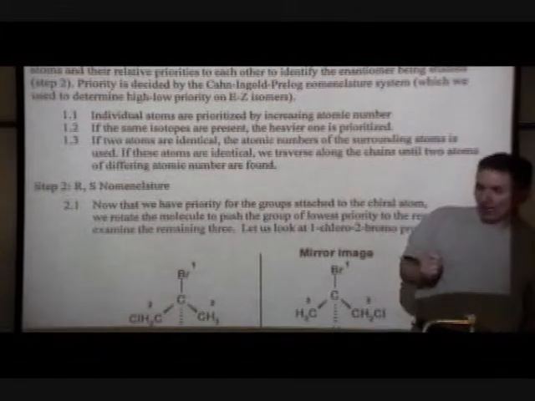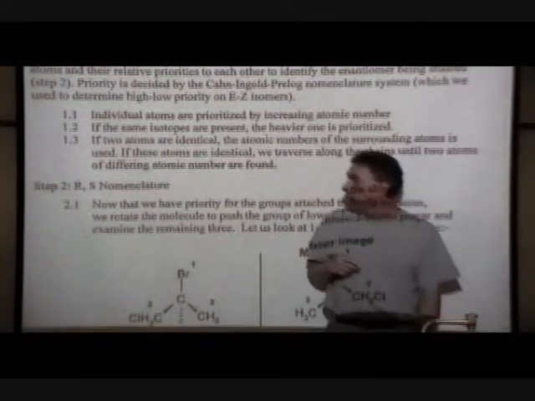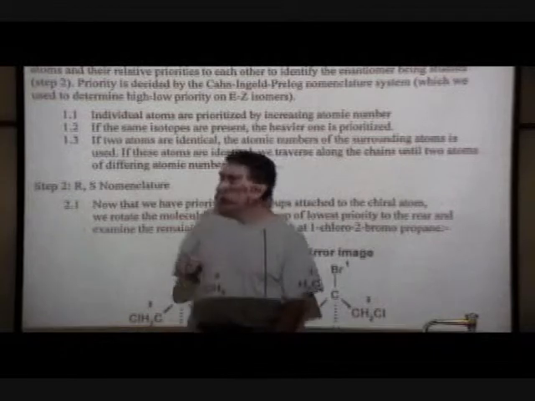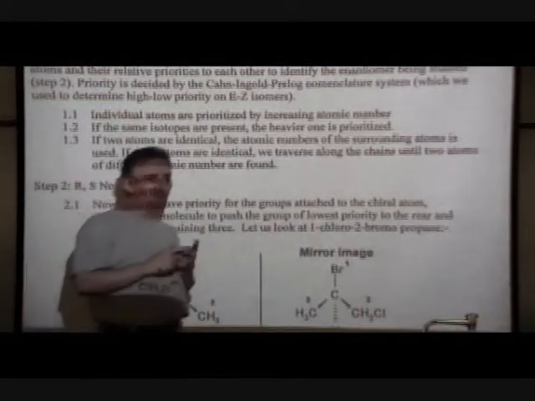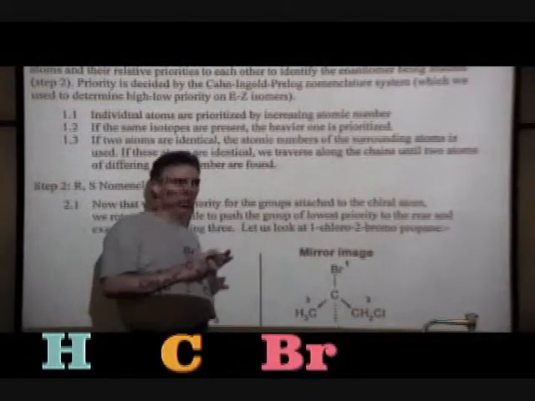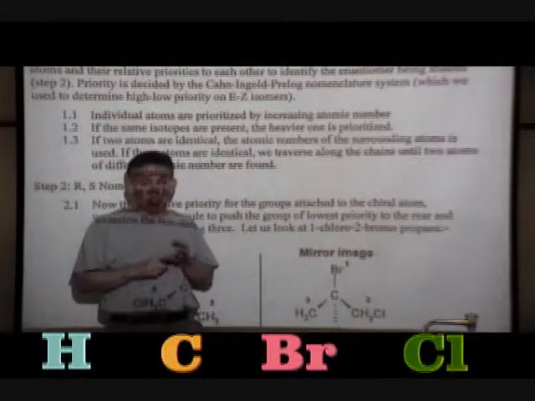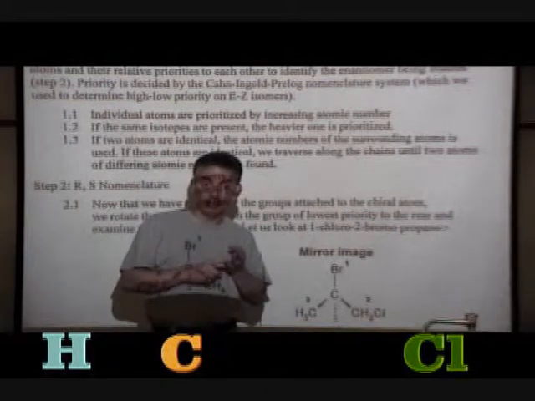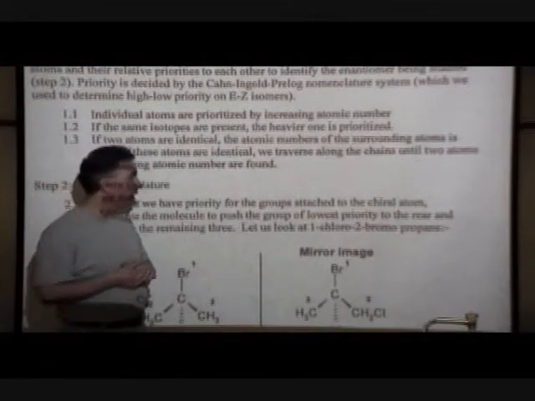And we're going to prioritize them. We're going to prioritize those four groups attached based on the relative atomic number. The higher the atomic number, the greater the priority. So around that carbon we have hydrogen, carbon, bromine, and chlorine. Bromine is the highest atomic number, so that'll be given the highest priority. Then chlorine, second highest atomic number, then carbon, then finally hydrogen last, only an atomic number of 1.